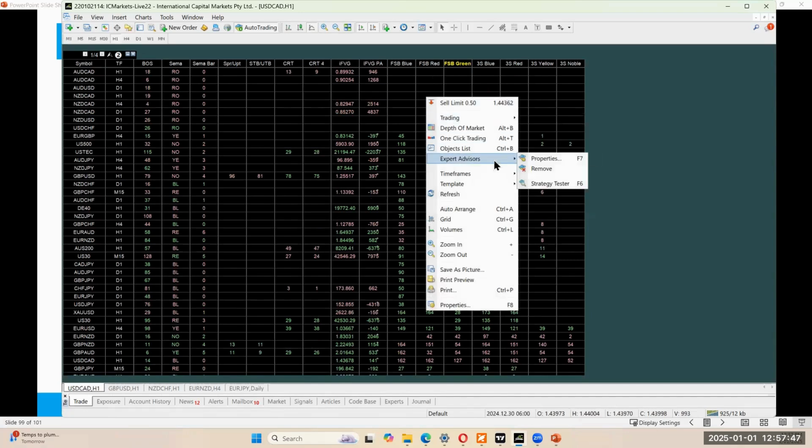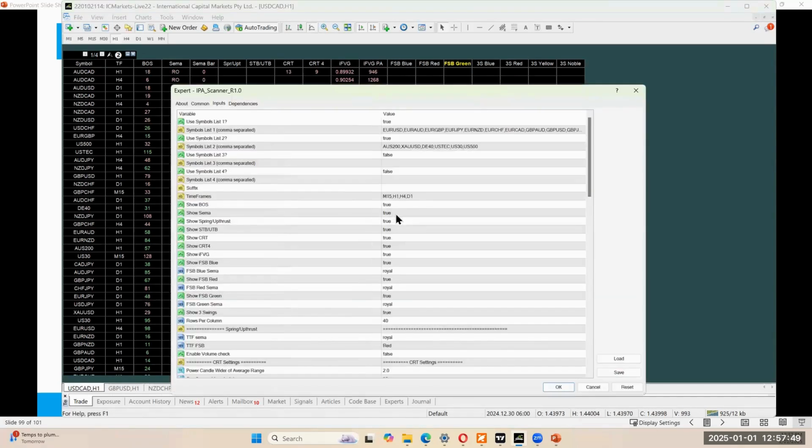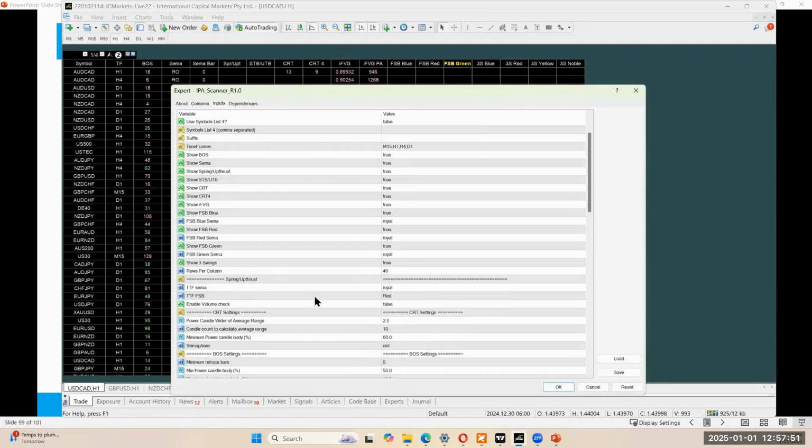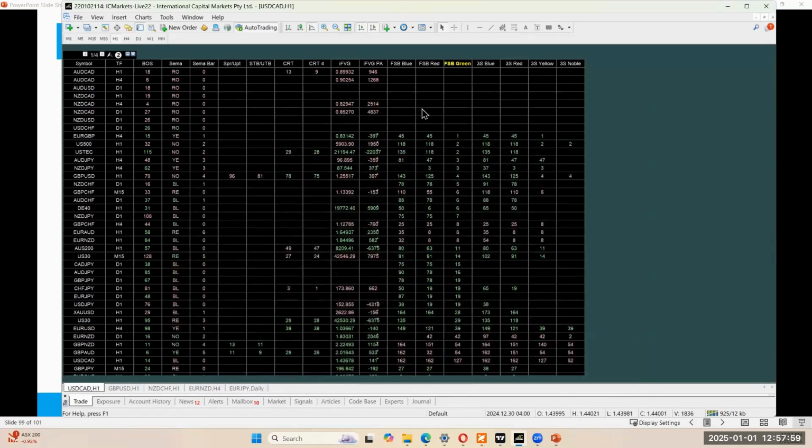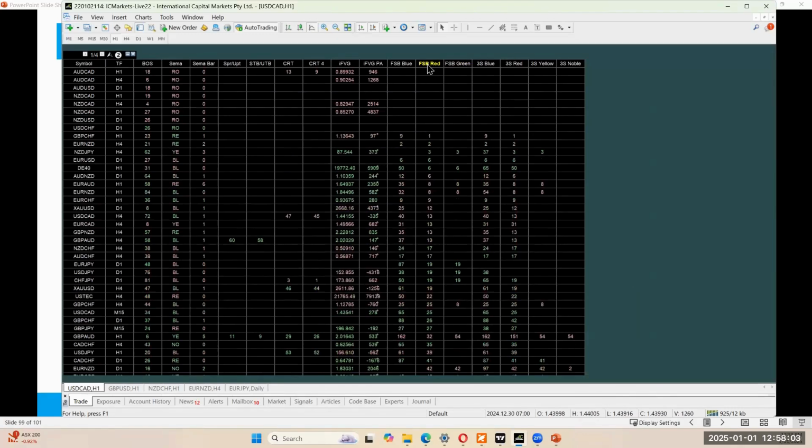You can set up this setting in our scanner, and you can go right up here. You can see we have already done it here. So TTF time frame SEMA is the royal, and TTF FSP is our red. So based on red FSP, we can actually pick up quite significantly all those trend setups, all those trend reversals, and try to enter into the market that way.